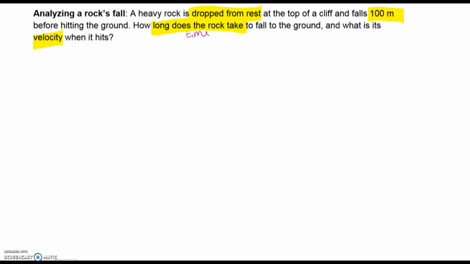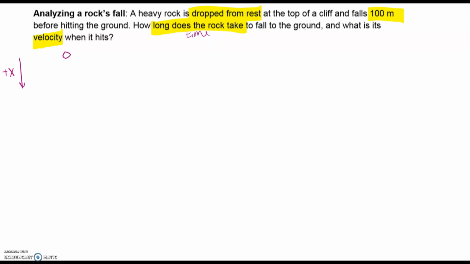Okay, so first things first, let's draw a diagram. Here we are dealing with one-dimensional motion because the object falls straight down, this rock. Since the object falls straight down, I'm going to call downward positive. Actually, I'll call that my positive x direction.